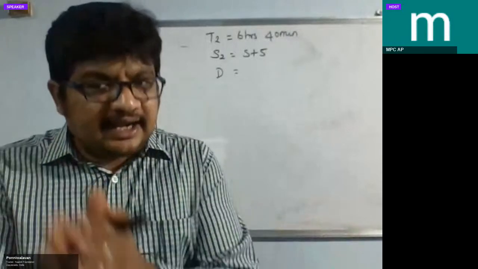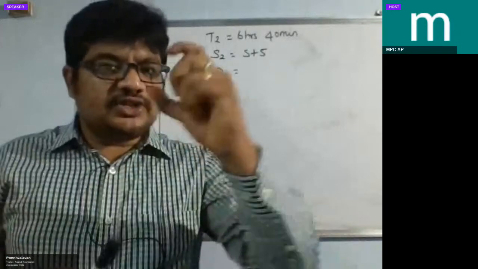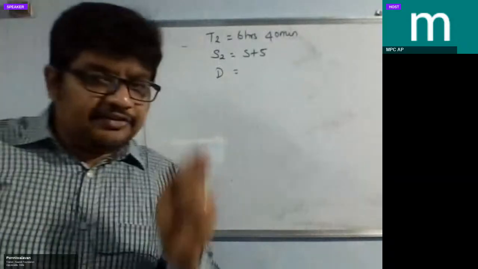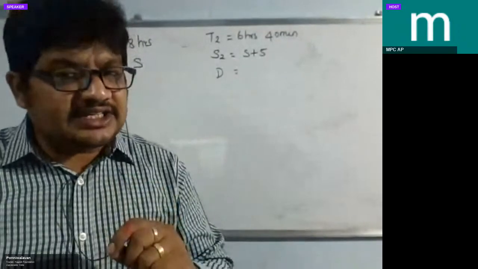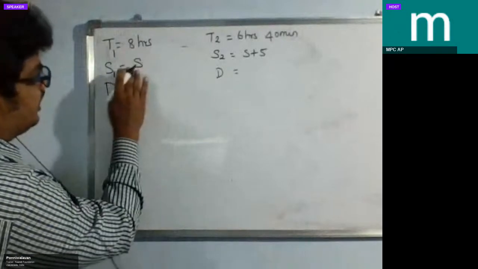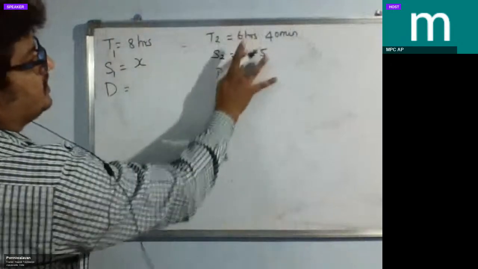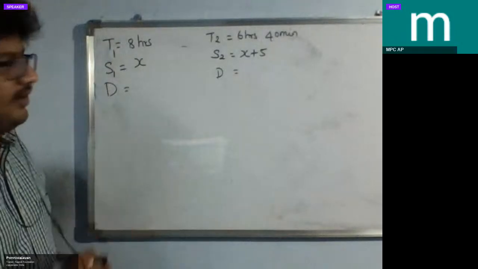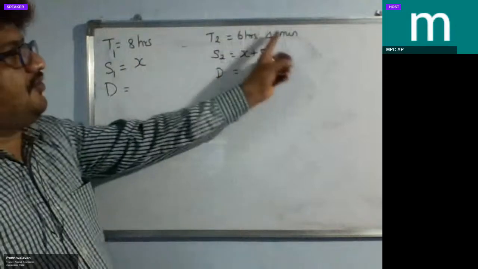A train does a journey without stoppage in 8 hours. So the train does the journey in 8 hours. If it has traveled 5 kilometers per hour faster, consider the initial speed is x. Now it is traveling at x plus 5. It would have done the journey in 6 hours 40 minutes.